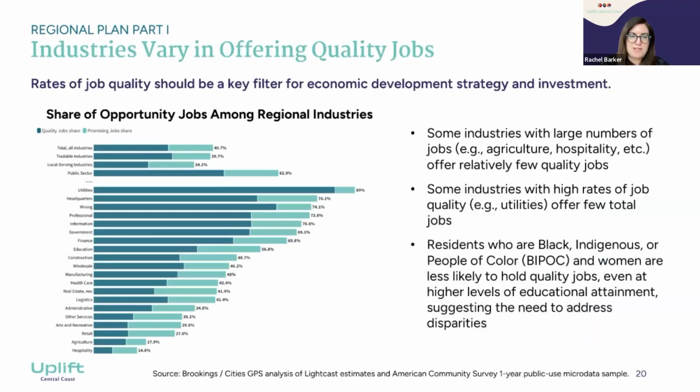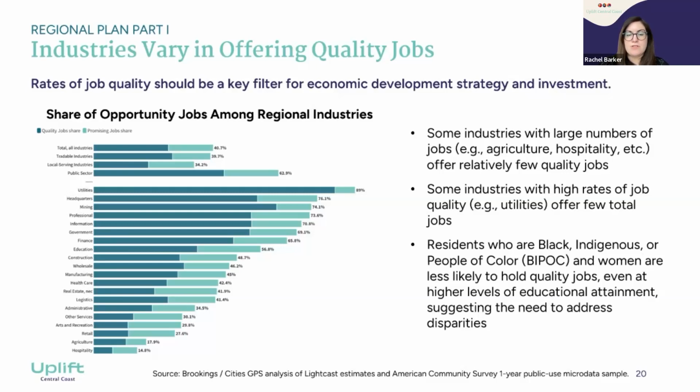So how do you create more quality jobs? First, you need to understand where those jobs exist in the economy and then focus attention and investment in those areas. Industries vary pretty significantly in the number of quality and promising jobs they offer. In this region, there are some large traditional industries that are really anchors of the region, like agriculture and hospitality, that have a lot of jobs, but the number of those that are quality or promising is relatively low when we look at the data, particularly once you filter by things like levels of traditional education.